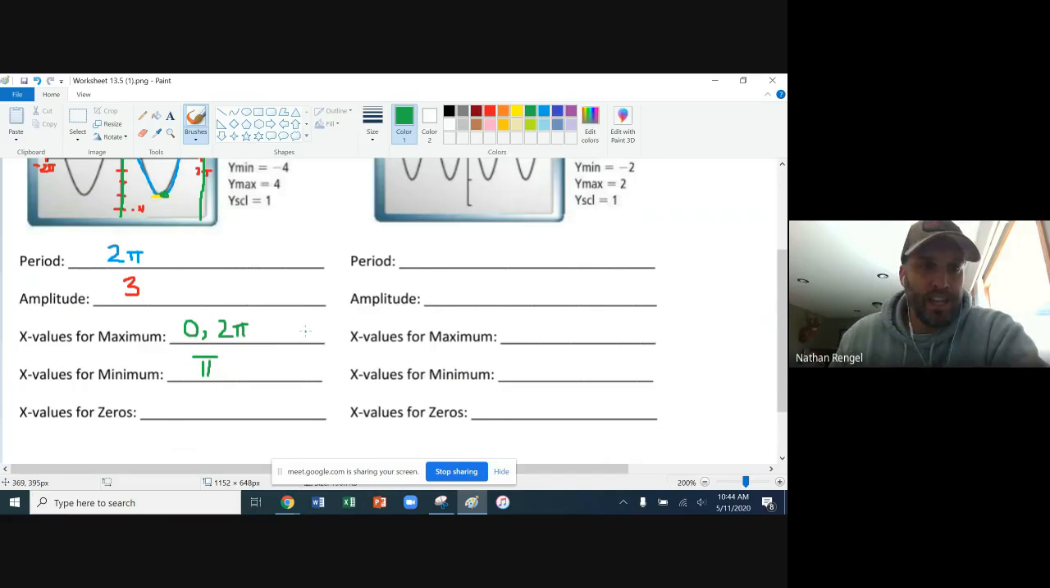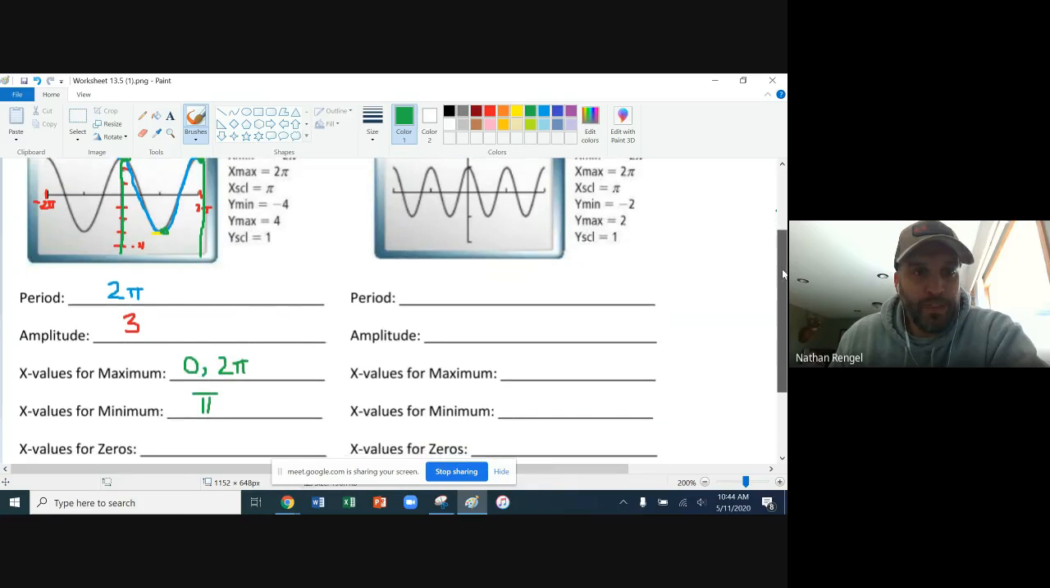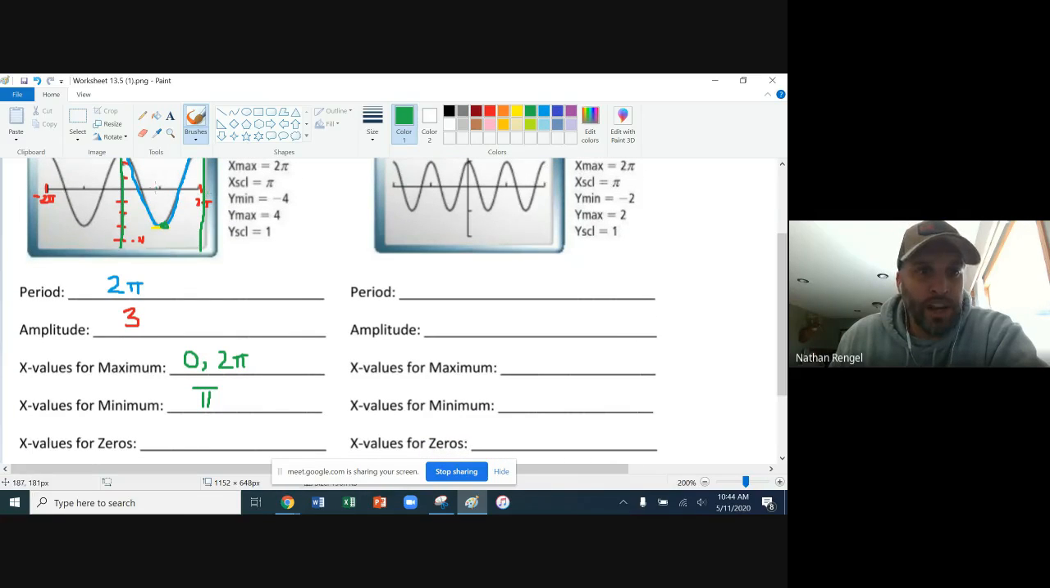And then lastly, the x values for the zeros. So I'm looking at where this graph crosses the x-axis, and it crosses right here. Well, this point right here is between 0 and pi. Halfway between 0 and pi is pi over 2. So there's one of my zeros. And the other, between pi and 2 pi, is 3 pi over 2.